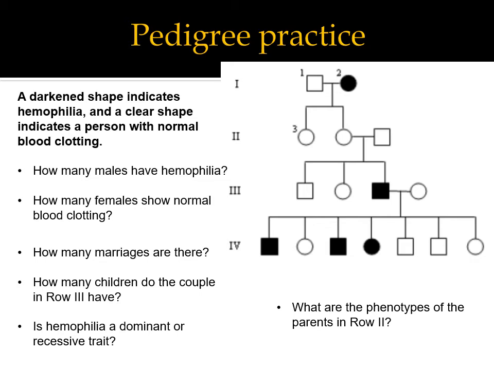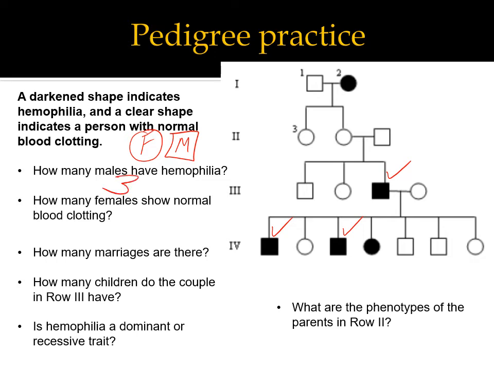First question says, how many males have hemophilia? So remember, females are round shapes and males are squares. We're going to try to find how many males have hemophilia. Let's just look for the squares with colored in shapes, and I see 1 right here, I see 1 right there, and I see 1 right there. So there are 3 males with hemophilia.